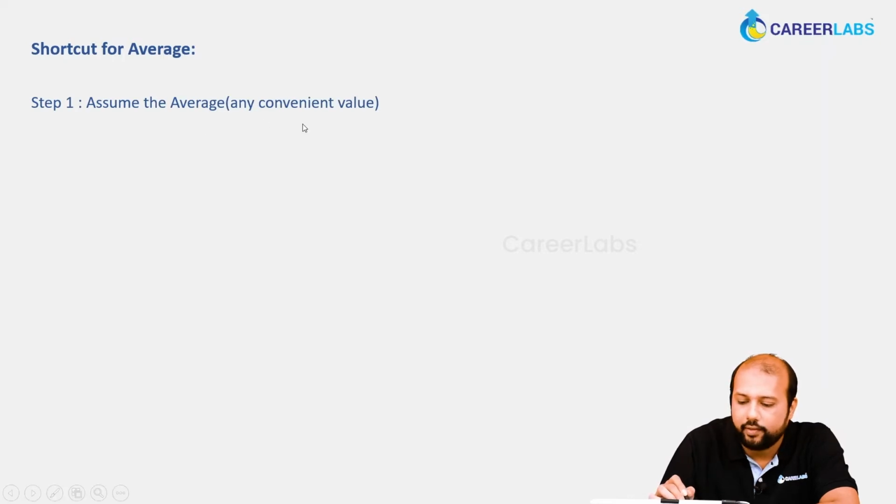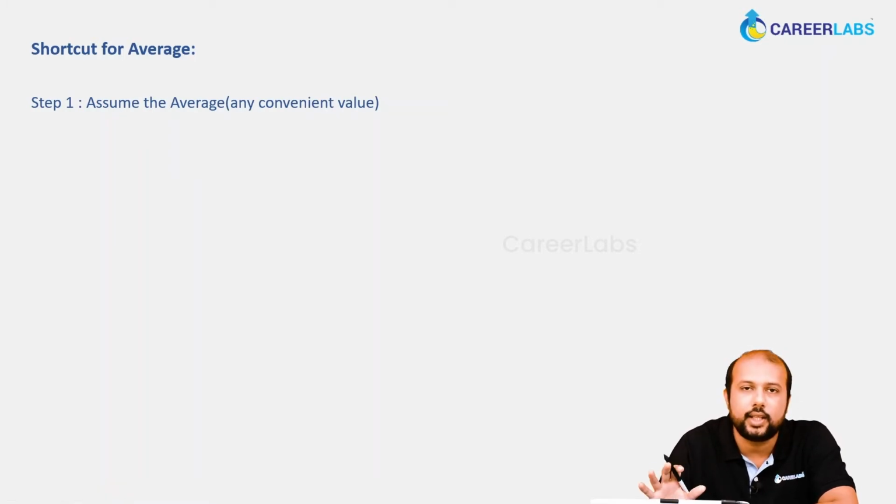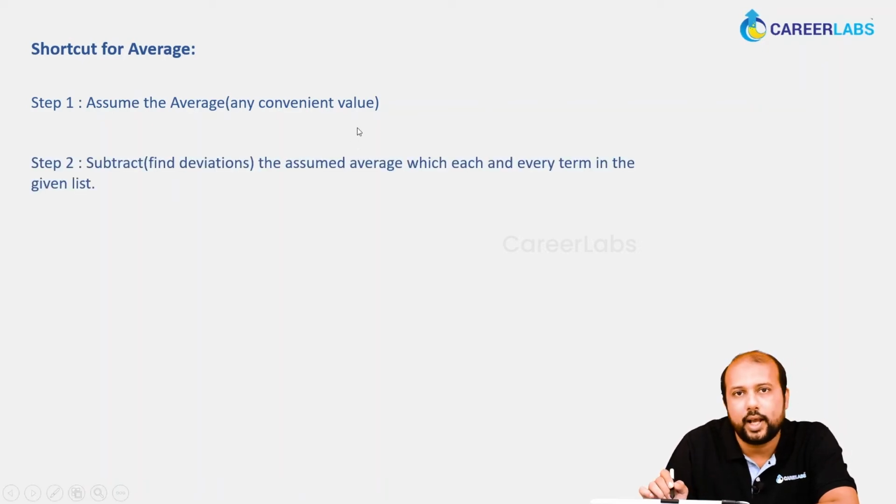First, assume the average, any convenient value, it doesn't matter. Whatever value you feel should be the average for this list, pick that convenient number. Then subtract the assumed average from each and every term in that given list, and make a note of it. If you get a negative value when subtracting, keep it negative. If you get a positive value, keep it positive for a clear understanding.